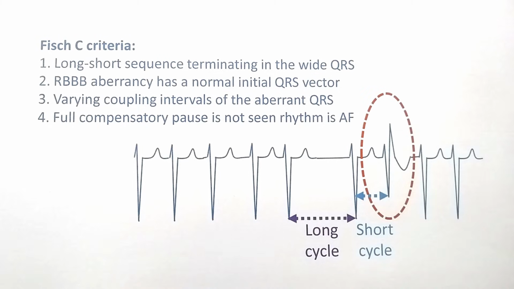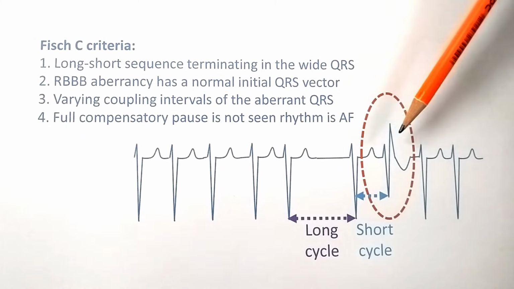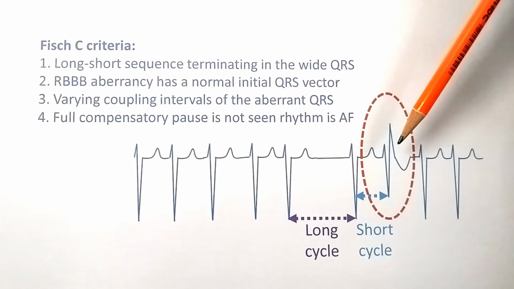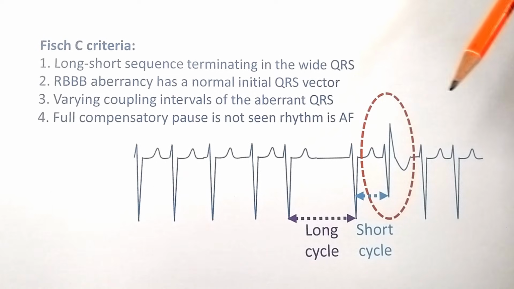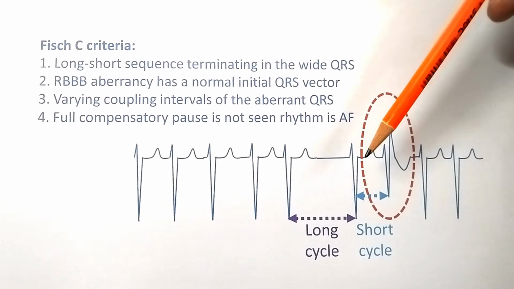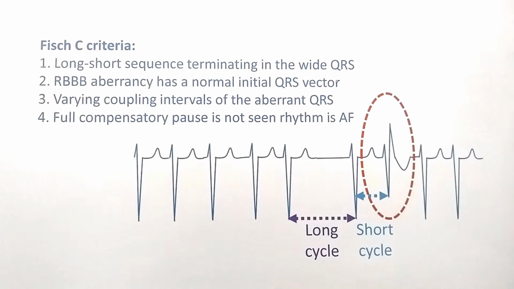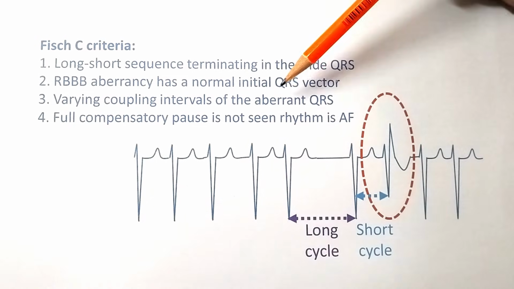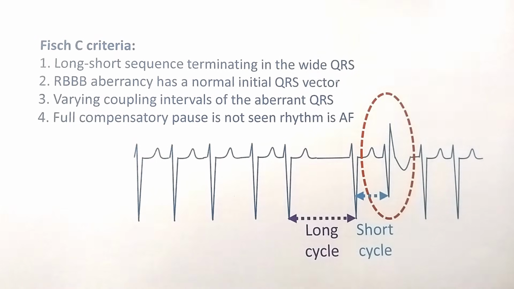But in AF, it is not like that. In AF, it is the next impulse getting conducted from atria. In ventricular ectopy, the impulse is generated within the ventricle. So it has that conduction sequence and fixed coupling interval. In atrial fibrillation, we do not know when the next impulse gets conducted across the AV nodal system. So this coupling interval can vary in aberrant QRS of Ashman phenomenon. That is the third criterion by Fisch.